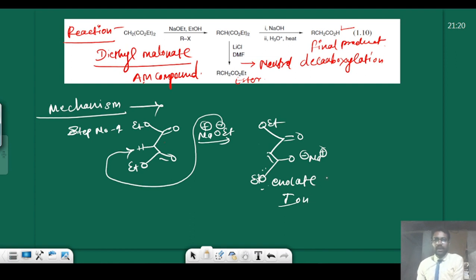When this enolate ion reacts with alkyl halide, we can take alkyl halide. Here the halogen is chloride, bromide, or iodide. Okay, so this acts as a nucleophile.